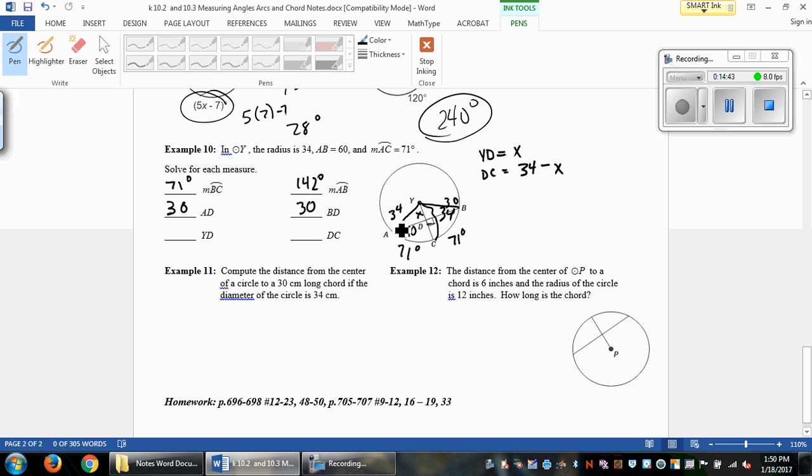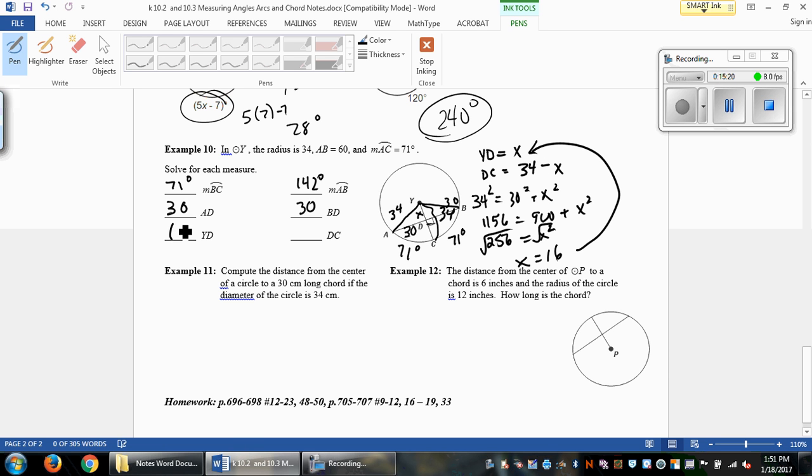So we're going to do this with our Pythagorean Theorem again. We've got 34 as our hypotenuse, so 34 squared equals 30 squared plus x squared. And 34 squared, let's see, 34 squared is 1,156 equals 900 plus x squared, so 256 equals x squared. Square rooting gives us an x of 16. So that means that YD is 16, and DC is 34 minus 16, which is 18.